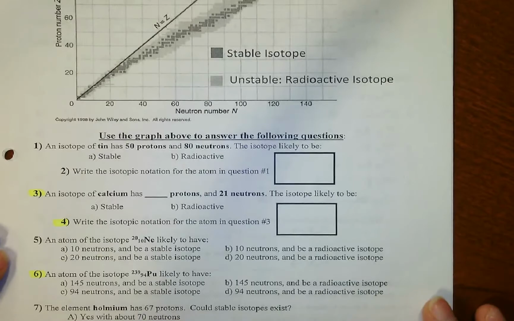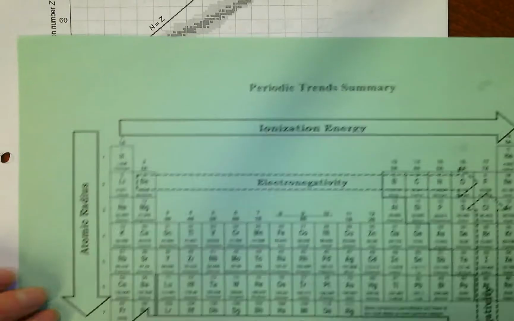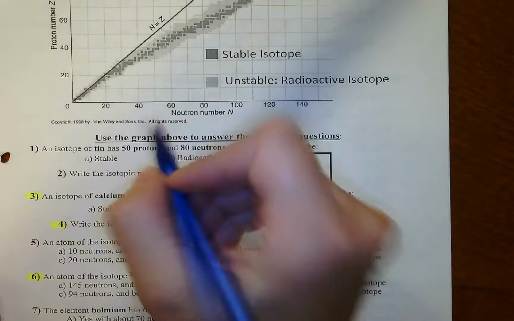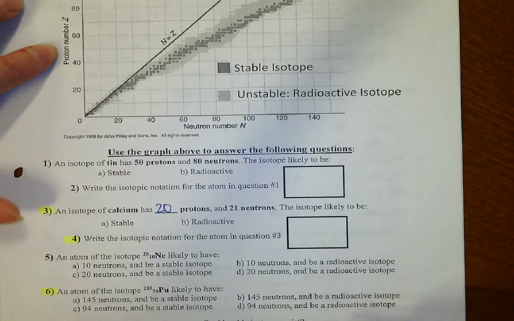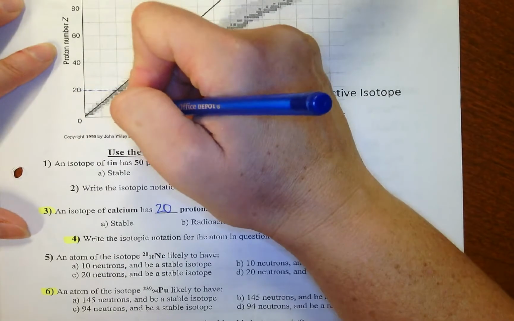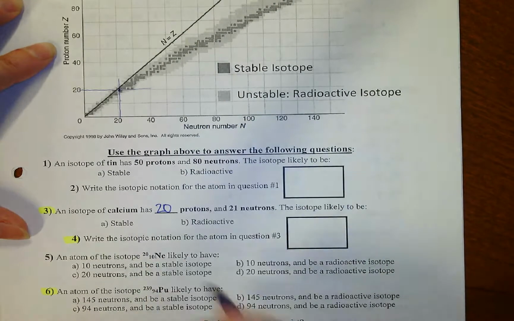Number 3, an isotope of calcium has blank protons and 21 neutrons. Okay, well if it's calcium, it can only be calcium if it has 20 protons. So that's the answer here. First answer. And then it asks me, is it going to be stable or radioactive? Well, we need to graph those. So 20 protons. My protons are here on my y-axis. 20 protons is there, and 21 neutrons is here. And that falls right in that darker, stable color. So that looks like it would be a stable isotope of calcium.